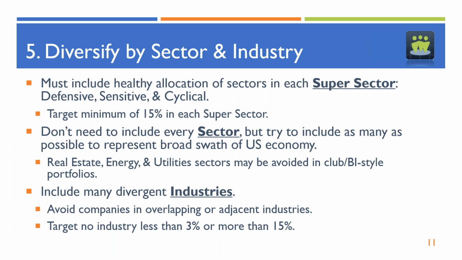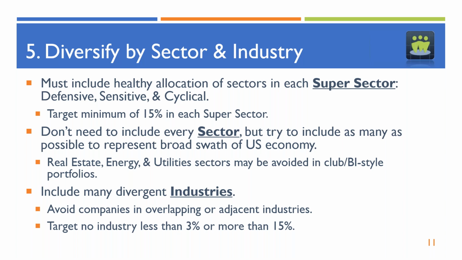Now, you don't need to include every sector that's out there, the 11 or 12 sectors that most data services categorize companies into, but it can be a reasonable aim to include almost all of them. Real estate, energy, and utilities often don't fit the BetterInvesting model, don't fit the SSG model very well. So either you suspend your disciplined approach for the sake of diversification, or you avoid those in your portfolios. So that's for you to decide, but something to think about.